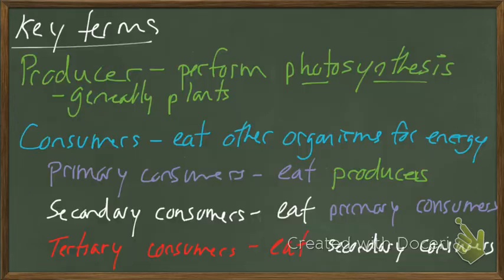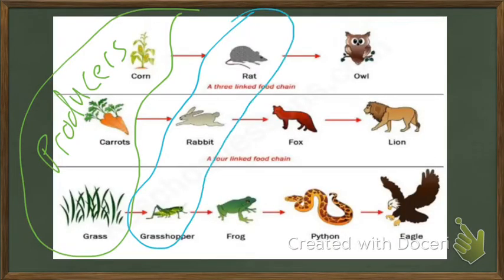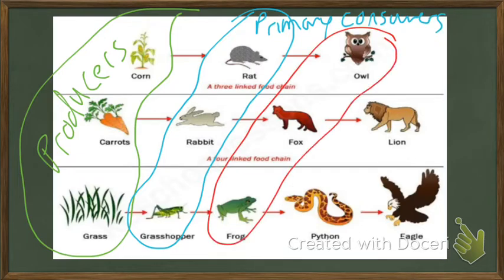Okay, I'm going to define that in the next slide, but keep that in mind. This first set of organisms here, these are called primary consumers. Okay? The second set, and in this case, the owl is the last one here. These are secondary consumers.